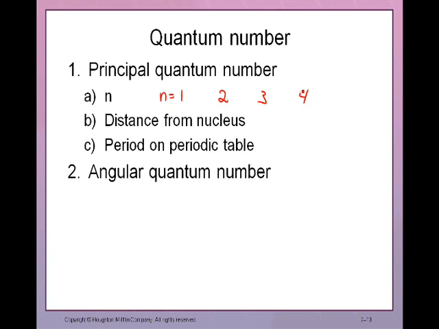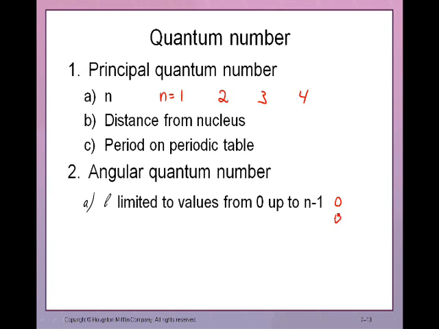The second quantum number is the angular quantum number, and it's abbreviated with a lowercase l like this. It is limited to values of 0 up to n minus 1. So if you're in the first energy level, you can only have l equals 0, because n equals 1, n minus 1 is 0. If you're in the second energy level, you can have 2 values for l, and that would be 0 and 1.